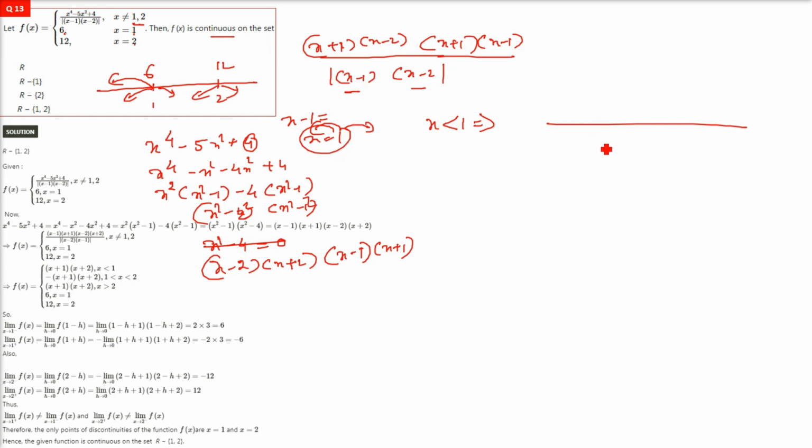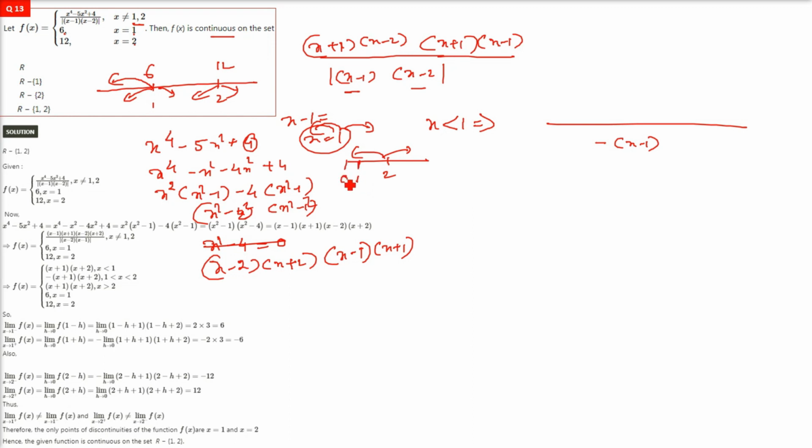Let us see. I hope you got the idea. At x below 1, it is going to be negative for x minus 1. For x minus 2, as I said, x equals 2 is the deciding point, so when x is less than 1 you are going on the left of 2 for x minus 2.